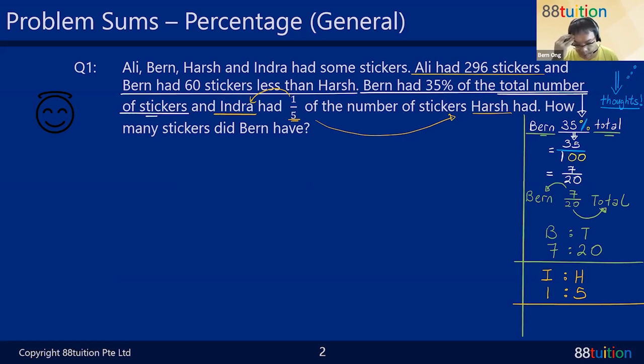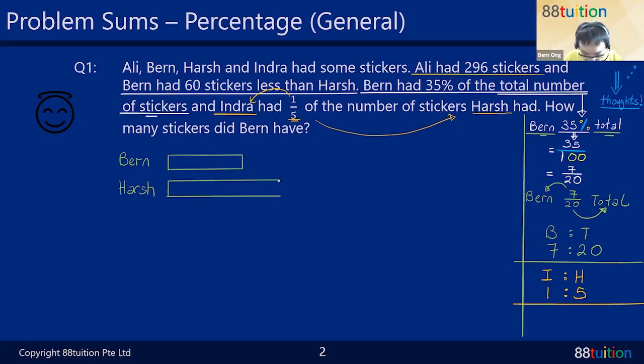Okay, we have 4% stickers. Ali got a total. Burn has 60 less than Hush. Okay, maybe let's try with drawing Burn and Hush first. Burn versus Hush. Okay, Burn got less. So let's draw Burn shorter. But this time around, let's draw the long and short. A comparison model will do. Okay, Burn is this amount. And obviously, Hush got more. So let's draw Hush having more.